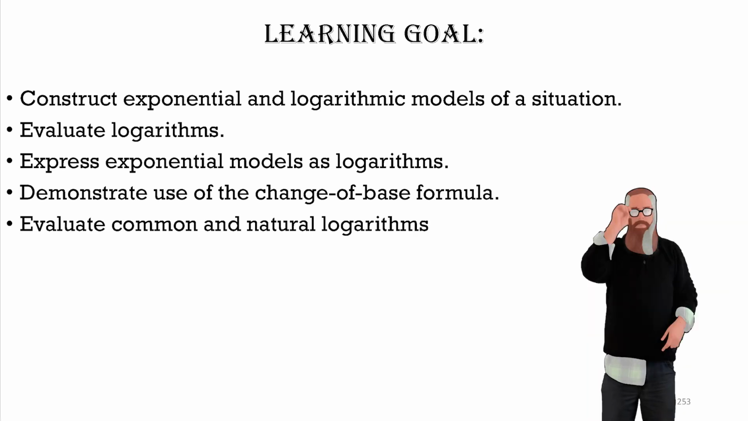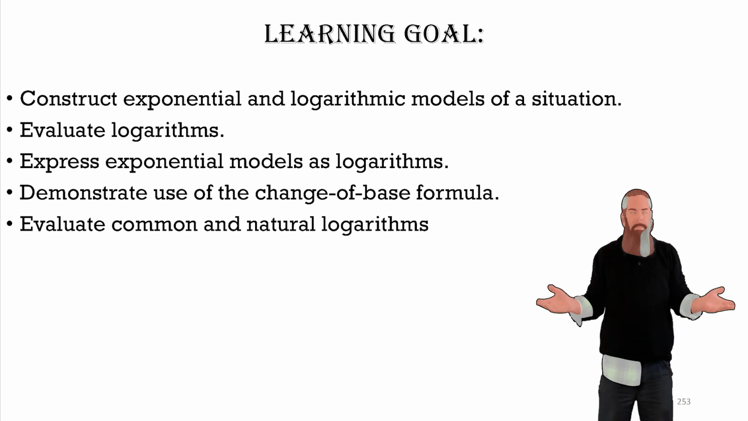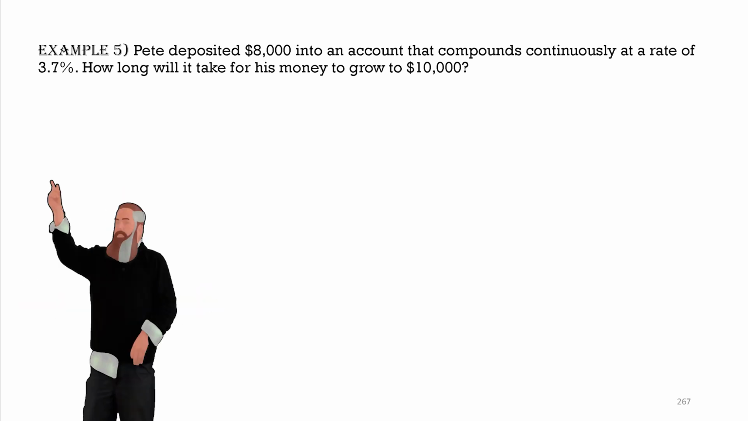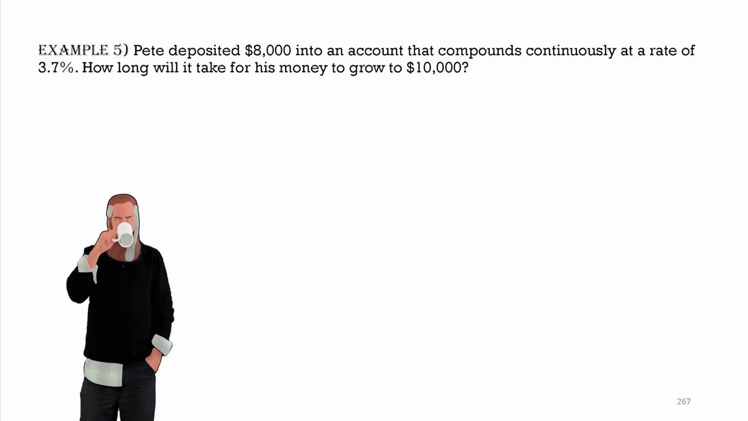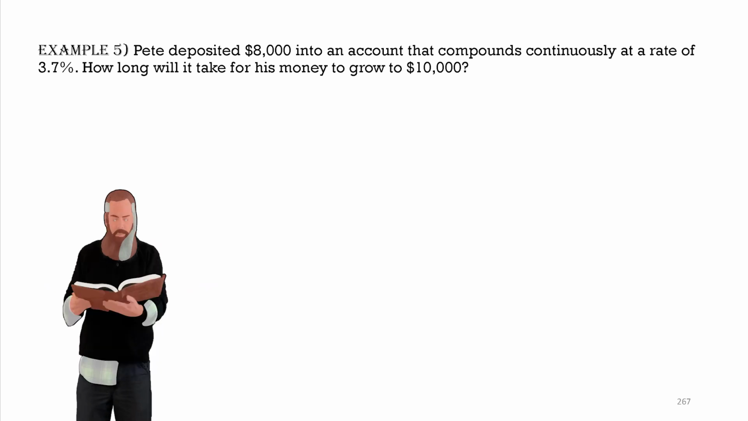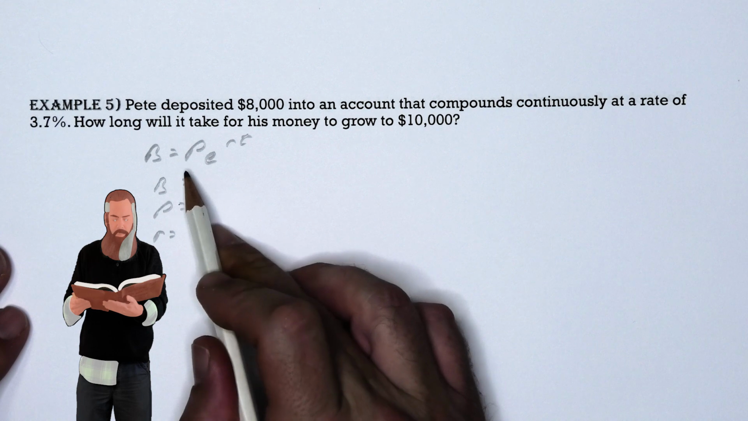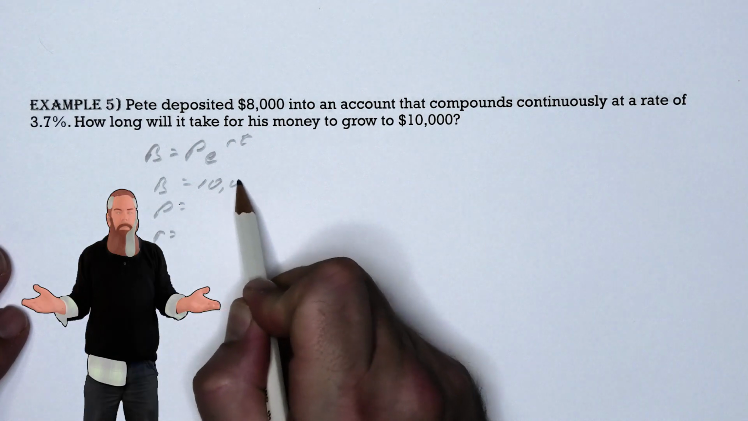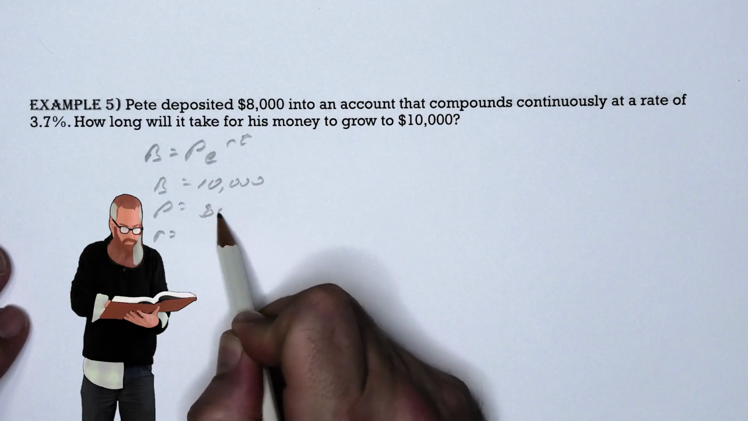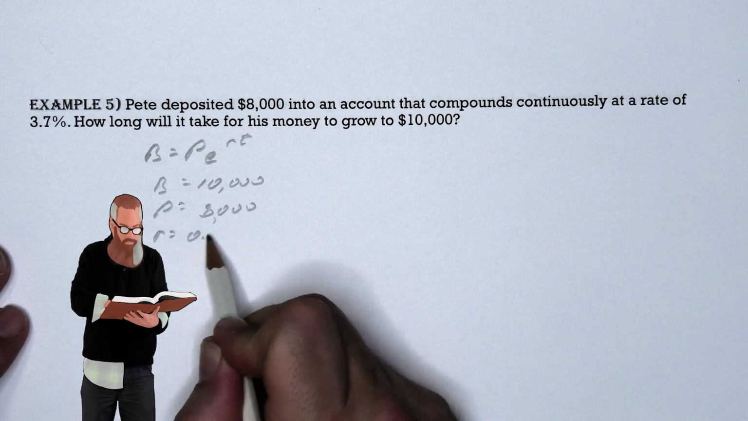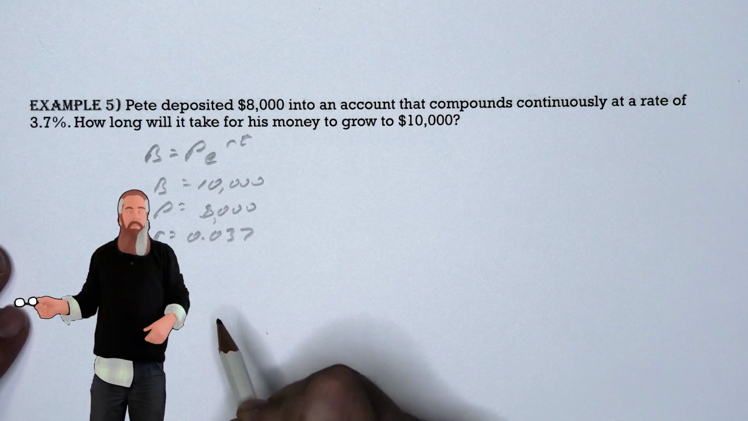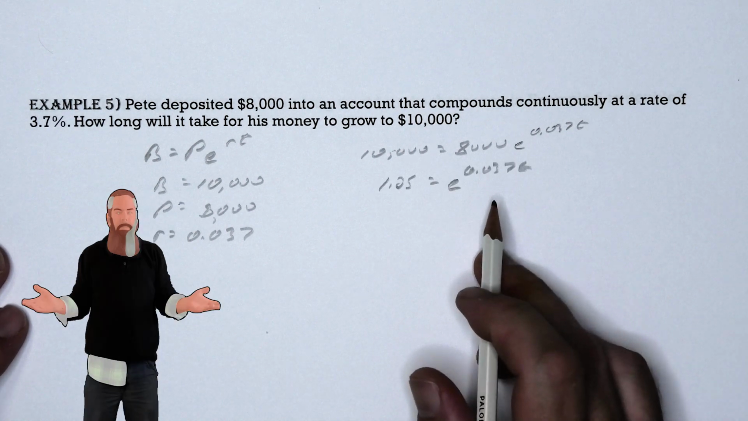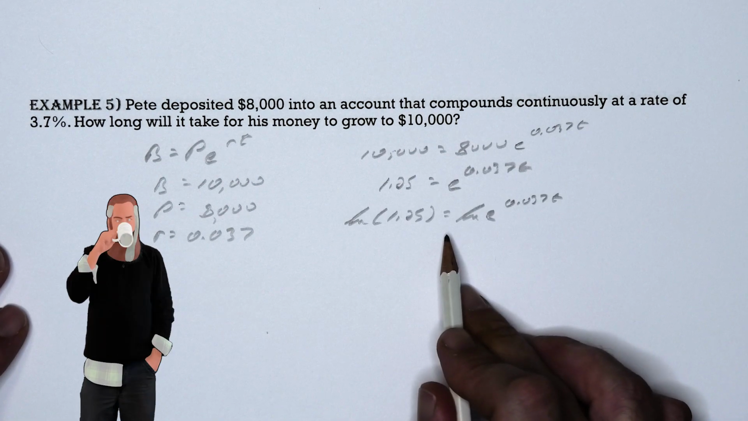Now let's evaluate common and natural logs, specifically here a natural log. Pete deposited $8,000 into an account that compounds continuously at a rate of 3.7%. How long will it take his money to grow to $10,000? Now we know the equation that we're going to use is B is equal to P times e to the rt power. We know that the ending balance desired is $10,000 with an initial investment of $8,000 at 0.037 for our rate. We can substitute all of those values into the equation, divide both sides by 8,000, and take the ln of both sides.